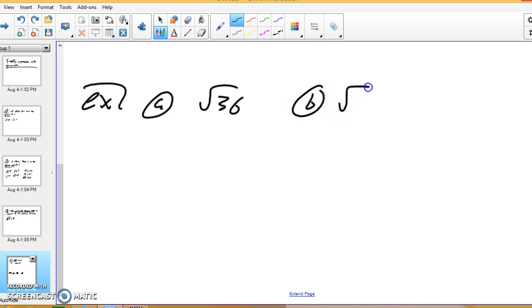So we'll give you a couple of examples to go through yourself. First is the square root of 36, the square root of 169, and then what is the negative square root of 225. I'll let you work on those right now.